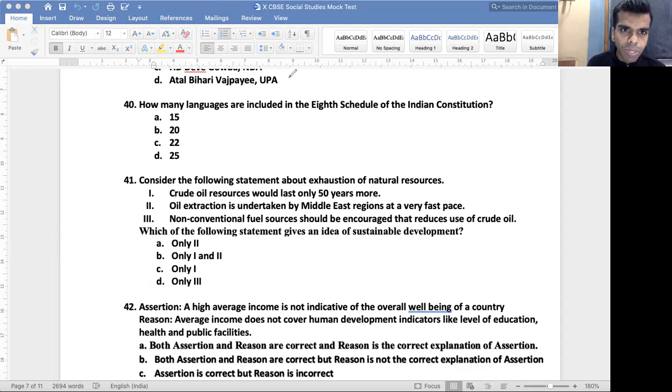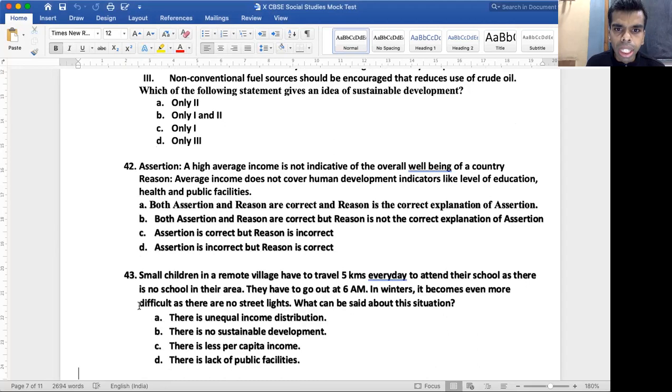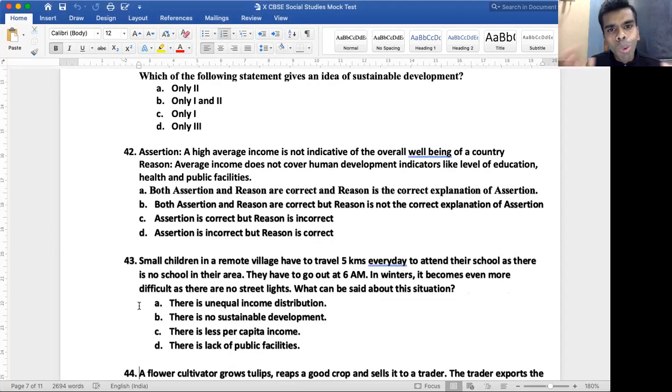Going further, you have been given assertion and reason. The assertion over here is: a high average income is not indicative of the overall well-being of a country. Reason: average income does not cover human development indicators like level of education, health and public facilities. Let's analyze. Assertion बोलता है high average income is not an indicator of overall well-being of a country. बराबर है. Average income सिर्फ पैसा कितना है वो बोलता है. Overall well-being, health factor, literacy factor ये सब consider नहीं करता. बराबर है. True, correct.